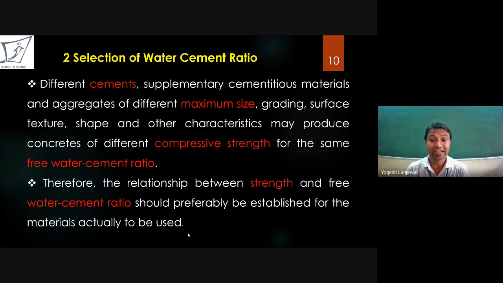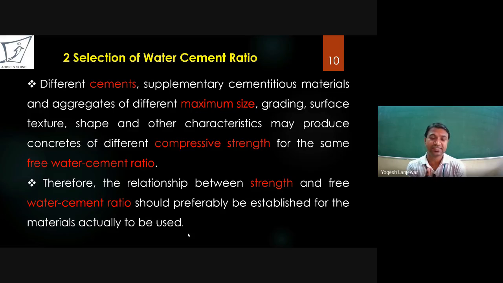Now grading plays a great role in it. Whatever aggregates we use in construction or in making the concrete should be well graded. The surface texture also plays a great role. The shape, whether it is angular, flaky, or elongated, also plays a great role in it. And other characteristics may produce a concrete.